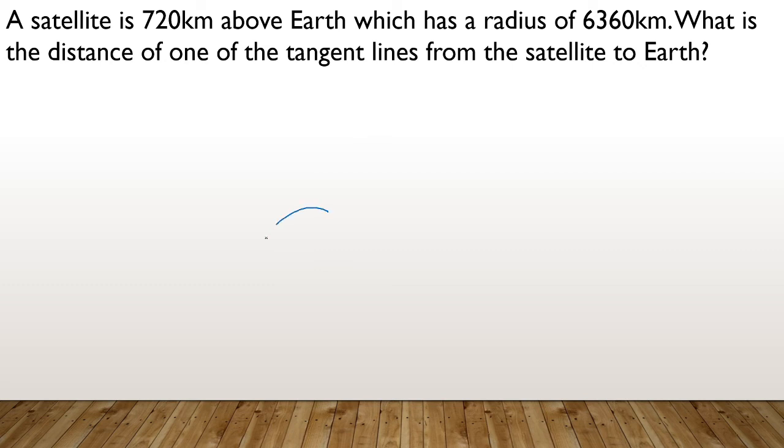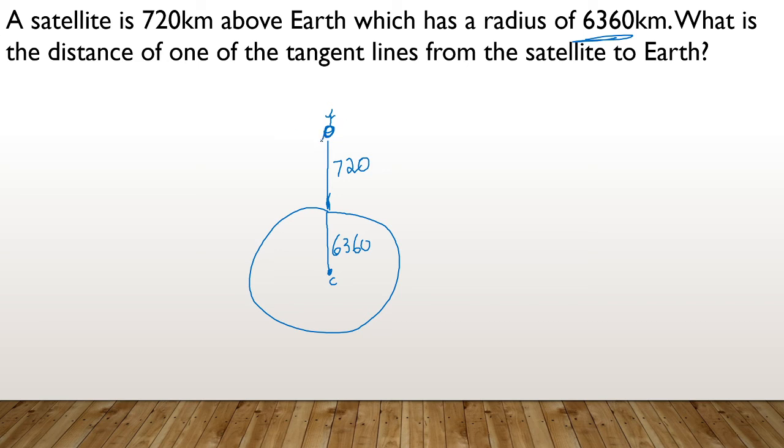So here's the Earth, as best I can draw. Put the center there, radius of 6,360. And the satellite's all the way up here, beep, beep, beep, right? Little satellite there. And it is 720 kilometers above the Earth, right? So this is 720, this is 6,360. Again, don't go by scale here because that does not look like it's drawn to scale. What is the distance of one of the tangent lines to the satellite?